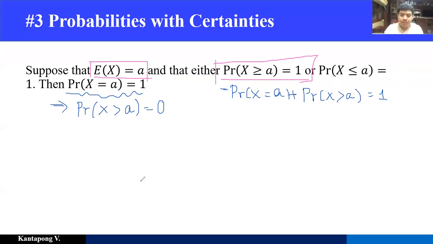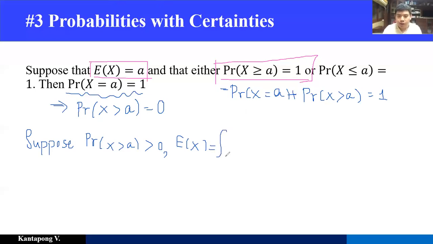How do you prove this one? Let's see. Suppose that this probability is strictly greater than 0. What happens? E[X] is going to be what? The integral from a to infinity of x f(x) dx.